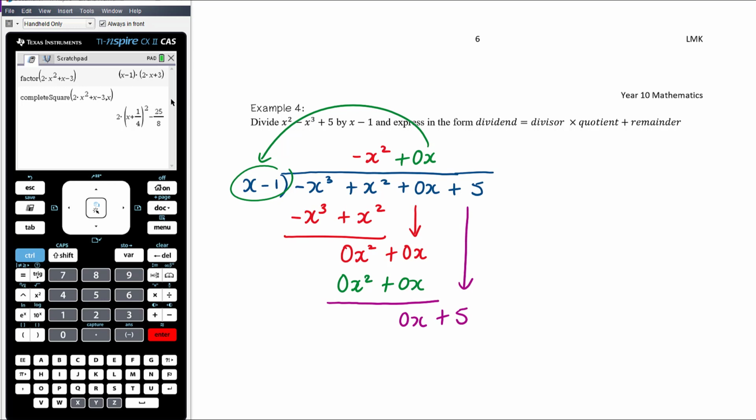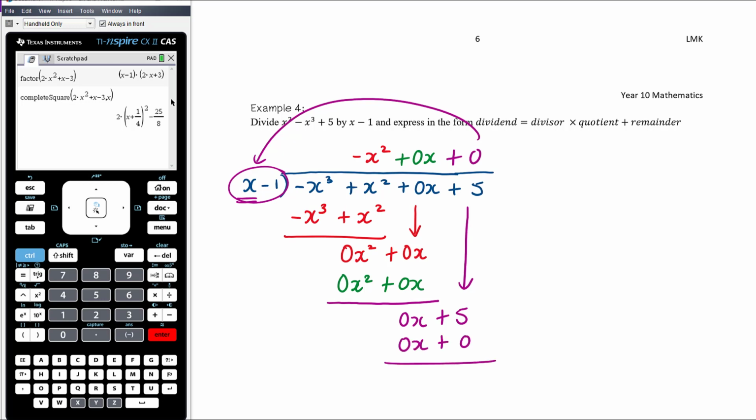Okay. And then the next step is, what do I multiply x by to get 0x plus 0 on the end here? Still again, 0 times all of this, so that's going to be 0 lots of x plus 0, and then we subtract, because we need to get to that point where we can work with the 5, whether it becomes our remainder or gets to work in with some other terms later on. So we've got our remainder, we've got our quotient, we've got our dividend, and we've got our divisor.